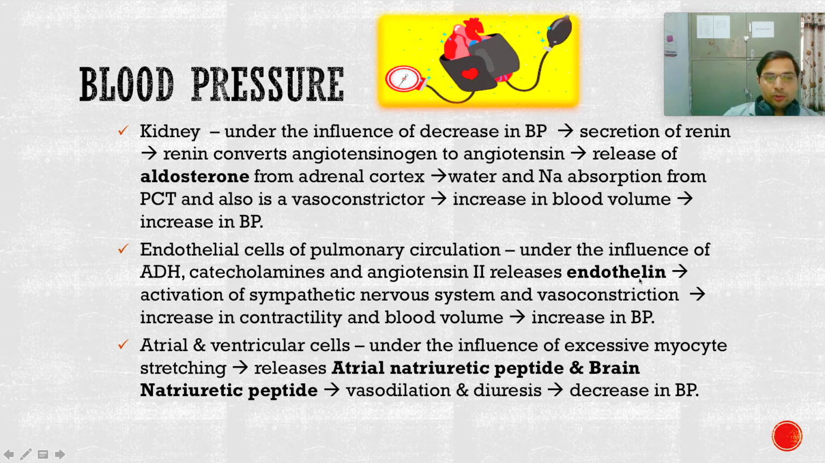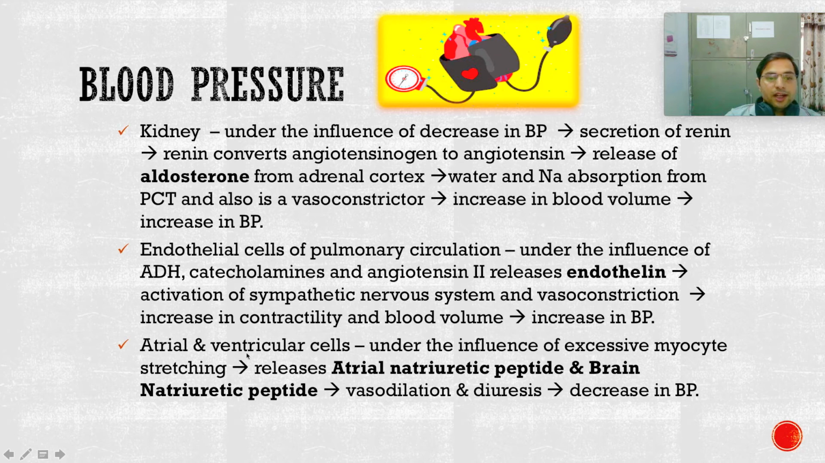This endothelin hormone is released by the endothelial cells of pulmonary circulation under the influence of antidiuretic hormone, the catecholamines, epinephrine, norepinephrine, and angiotensin 2, right. These other hormones make the endothelial cells of the pulmonary circulation release a hormone called endothelin. This endothelin again activates the sympathetic nervous system and does vasoconstriction of all the blood vessels, and also increases the contractility of the heart muscle, right, vasoconstriction leading to increase in blood volume, thereby increasing blood pressure.